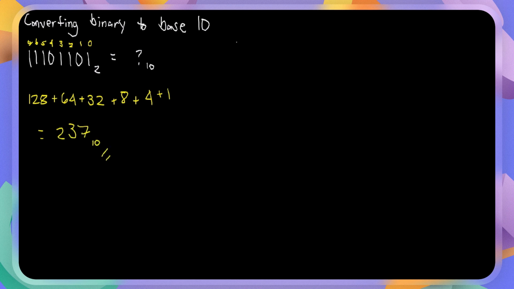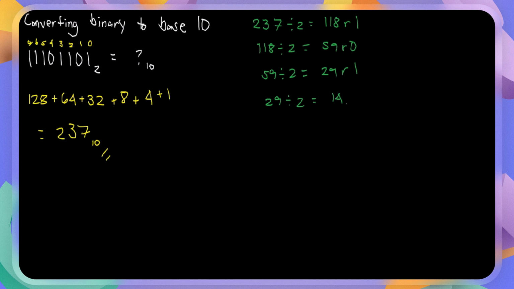And we can check this using the regular method as well. So let's do the regular method here. 237 divided by 2 is going to be 118.5, so remainder 1. 118 divided by 2 is going to be 59, remainder 0. 59 divided by 2 is going to be 29, remainder 1. 29 divided by 2 is going to be 14, remainder 1.